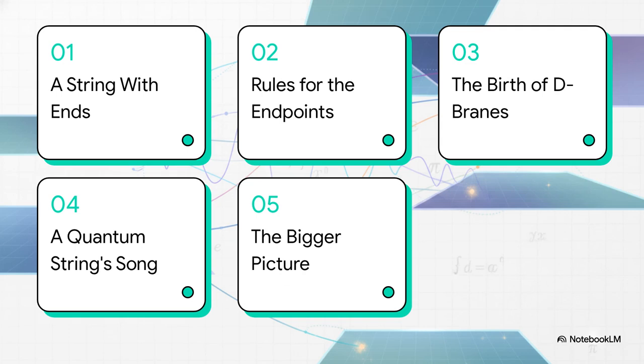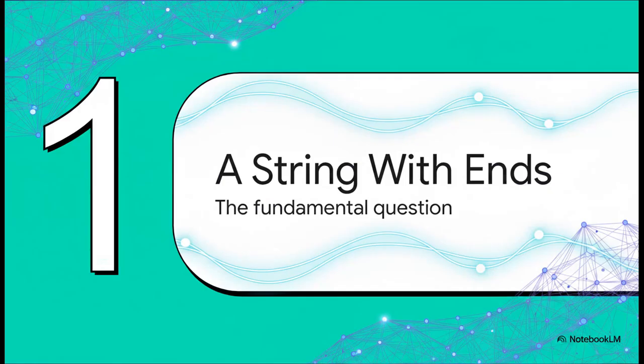So here's our roadmap. We're going to start with the basic puzzle of a string having ends. Then, we'll look at the only two possible rules that can govern those endpoints. That's going to lead us, believe it or not, to the birth of these incredible objects called D-Branes. From there, we'll listen to the song a quantum string sings, and finally, we'll zoom out to see what this all means for the bigger picture. All right, let's jump right in.